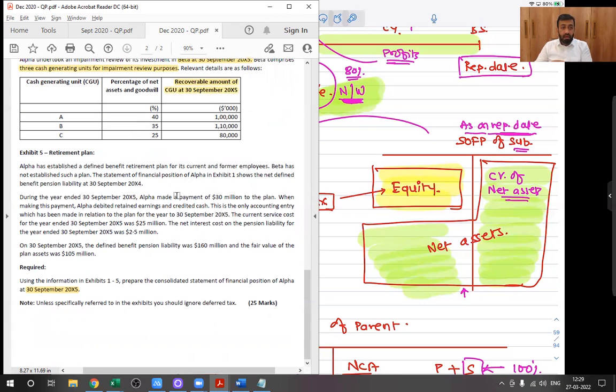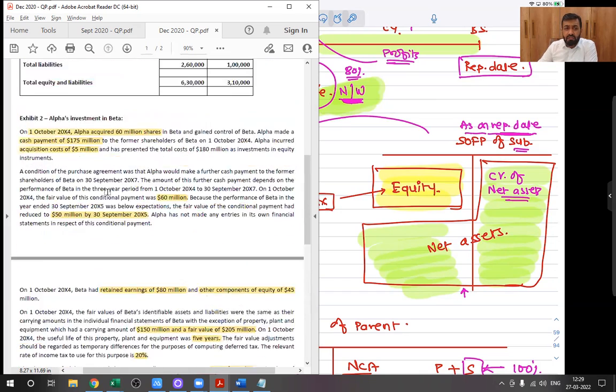Then retirement plan, last adjustment. Alpha established a defined benefit retirement plan for its current and former employees. Beta has not established such a plan. Statement of financial position of Alpha. So this is an external plan. Okay. So Alpha has established such a plan. There is no such plan of Beta.